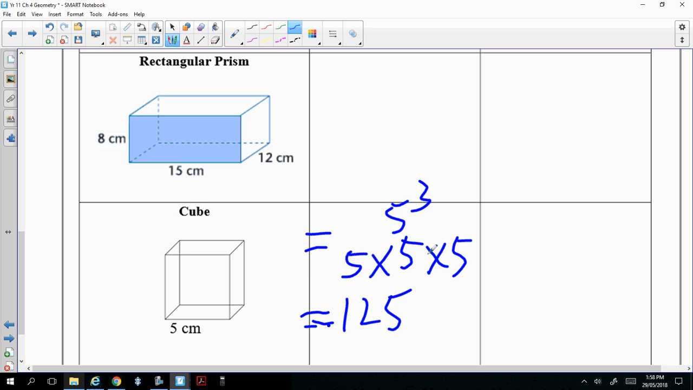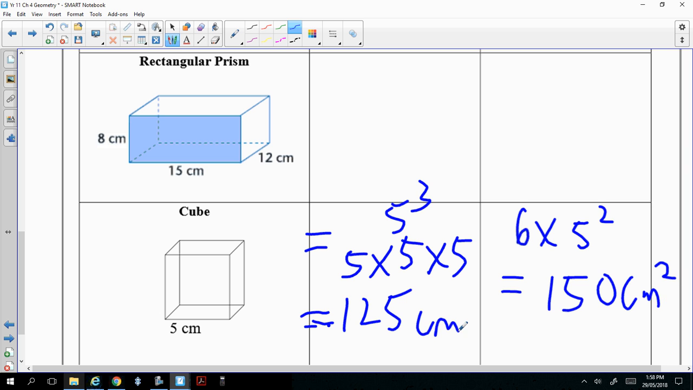Now, how about surface area? All faces are the same. So it's 6 times the area of one face. 6 times 25 is 150. Get the idea? That's square centimeters, and the volume was cubic centimeters. So no formula for this. You just do it. Get it?